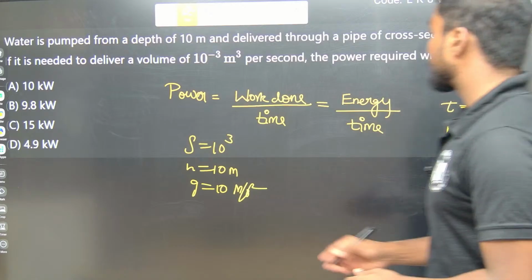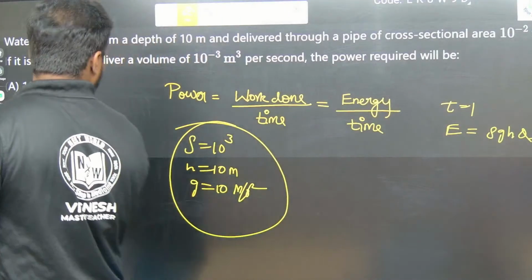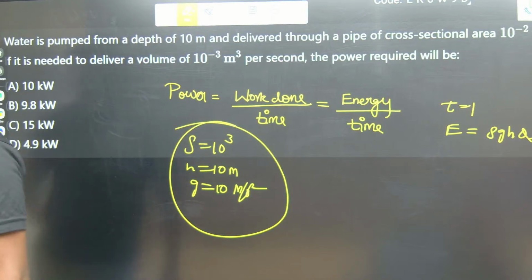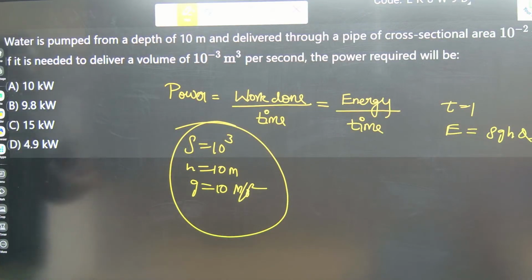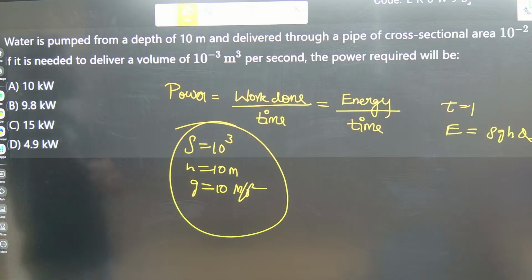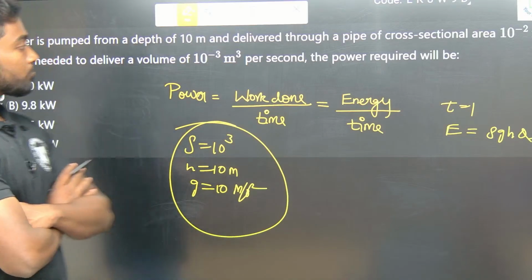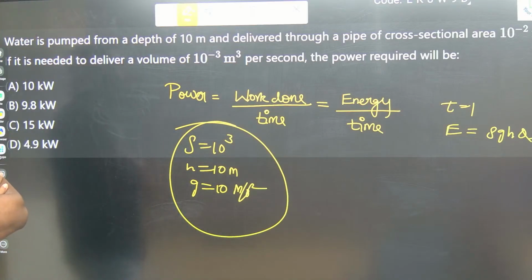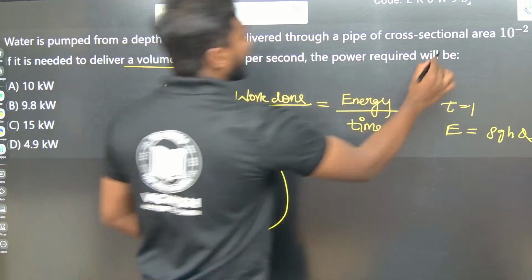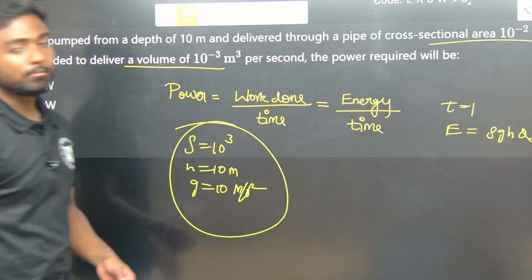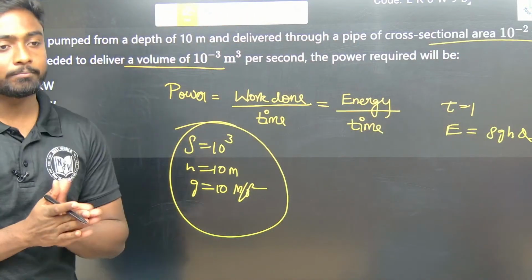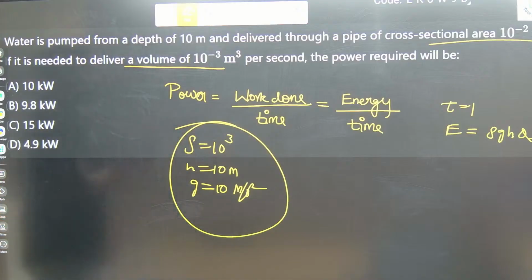So if you substitute these values in that equation, E is equal to rho g h Q. The volume flow rate is nothing but 10 power minus 1, that is 10 power 3 minus 3 divided by 10 power minus 2. So this volume and this area, the flow rate they are asking, is 10 power minus 1. We will go for the next question.